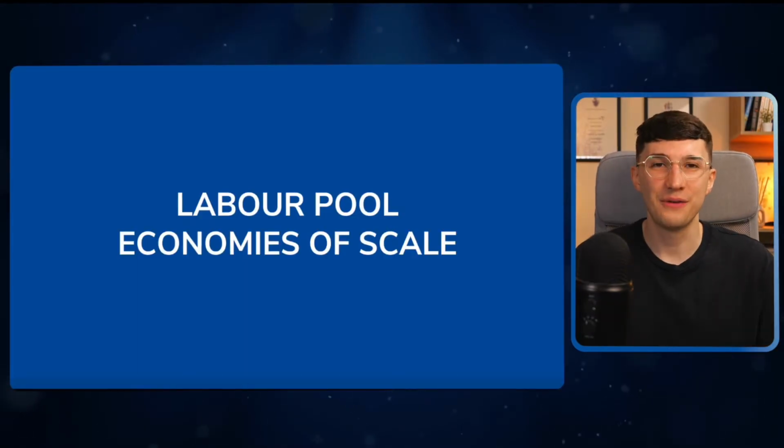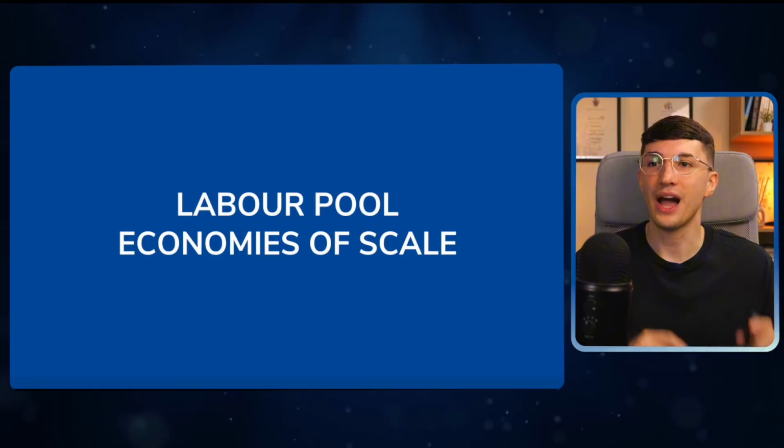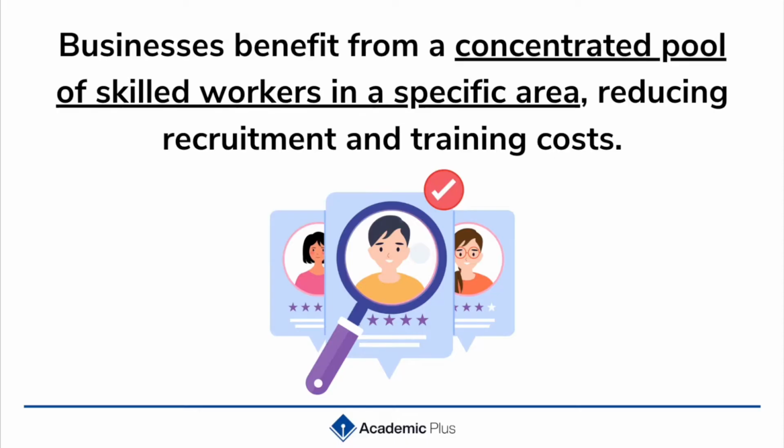And the very last method of external economies of scale that we have is labor pool economies of scale. Now, this is when businesses benefit from having access to skilled workers in a specific area. And the reason why it reduces our unit cost is that it reduces our recruitment and training costs. Because in areas with a high concentration of a particular industry, skilled professionals are more attracted to that region, making it easier for businesses to find and hire specialist workers in an effective way.